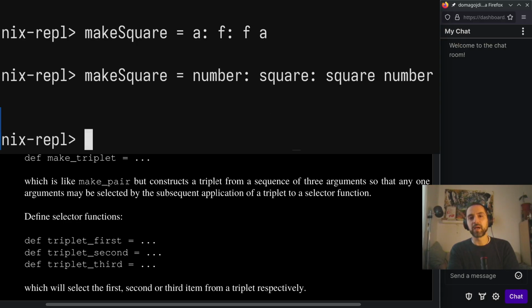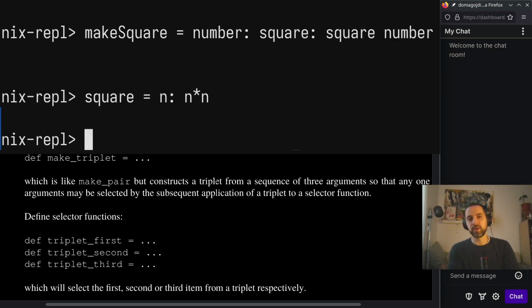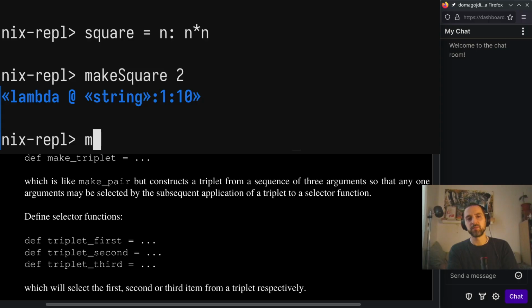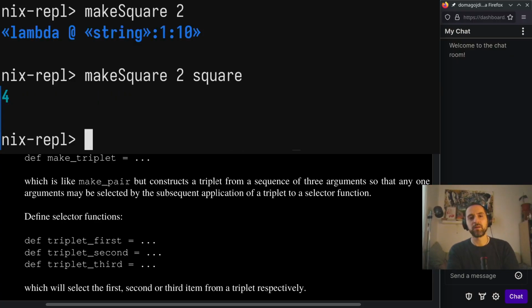And now what's a number? Well, I could give it some value, right? This is still untyped. So any number, and square should be some kind of a function. So square is a, so like n, and it will be n times n. That's a square. And now make square of 2. Let's see. No. Make square of 2 and square. Oh, now it works, right? Make square of 2 and square. So we apply square to 2.